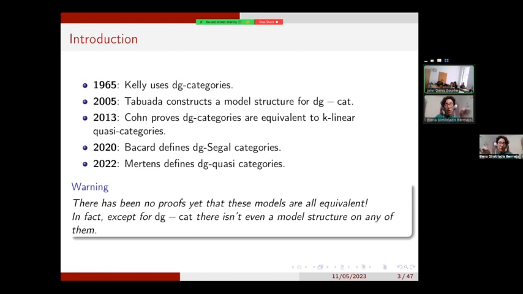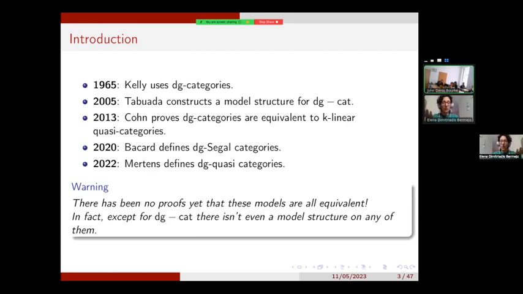Now, one thing that we have to be careful about here is that I have been saying that these are models for DG categories, but that is a little bit of a stretch. For now, there are no proofs that any of these models are equivalent. The K-linear quasi-categories are equivalent only as quasi-categories. And also, in fact, outside of DG categories, we don't even have a model structure for any of them yet. That is still work in progress for all of these.